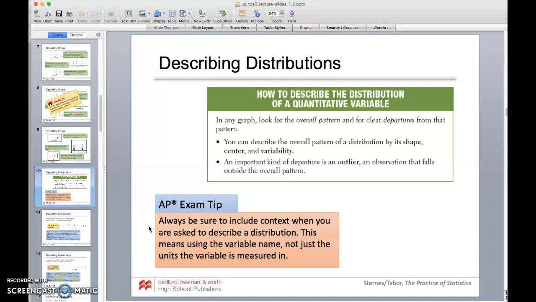And again, always be sure to include context when you're asked to describe a distribution. Don't just give the number. Tell what the number is. It might be the number of ice cream cones. An outlier might describe, who knows, a test score or something like that. So this means use the variable name, not just the units. Make sure you're using that. We'll show you some examples of what we're looking at.